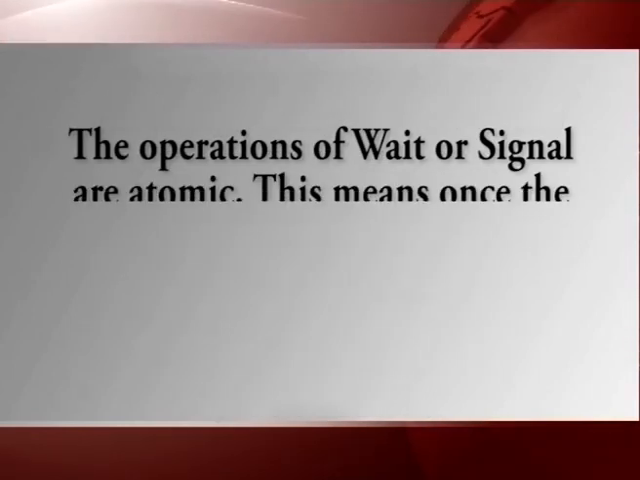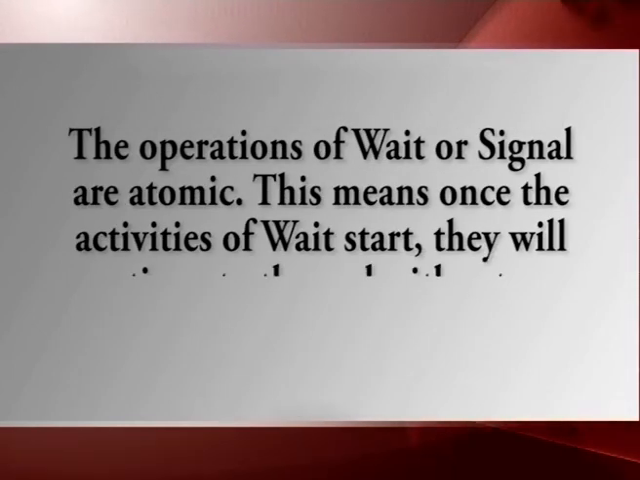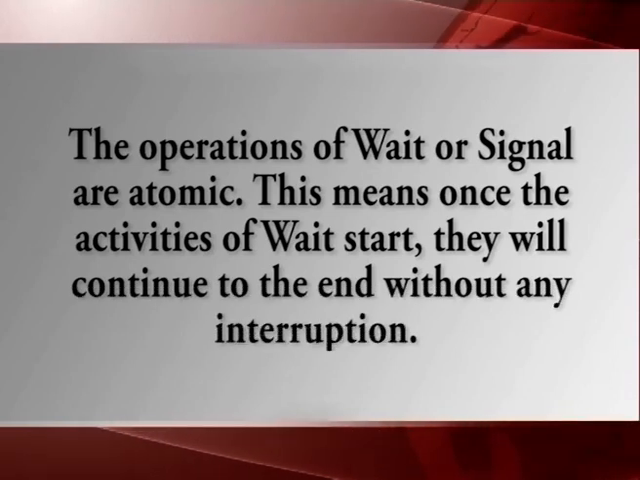The operations of wait and signal are atomic. This means once the activities of wait start, they will continue to the end without any interruption. More precisely, even though there are many steps to carry out wait and signal, these steps are considered as a single non-interruptible instruction. Similarly, the same applies to signal. Moreover, if more than one process tries to execute wait or signal, only one of them will succeed.